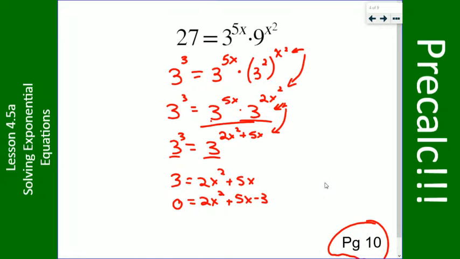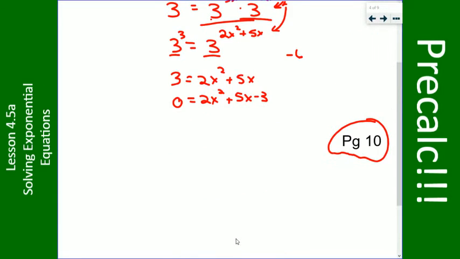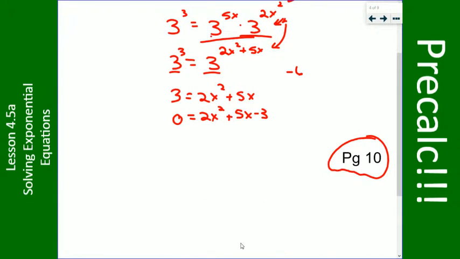So now we need two numbers that multiply to be -6 and add to be +5. Those two numbers are -1 and +6. So we can say 0 equals 2x squared, and we factor this to get -1x plus 6x minus 3.